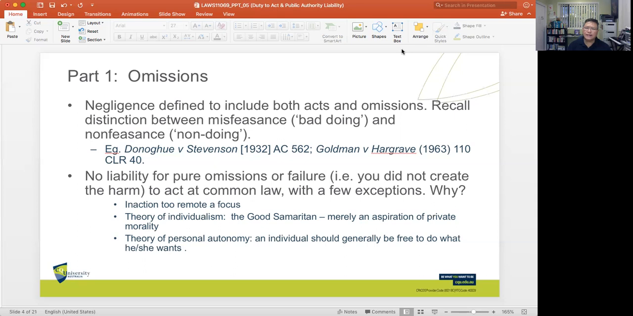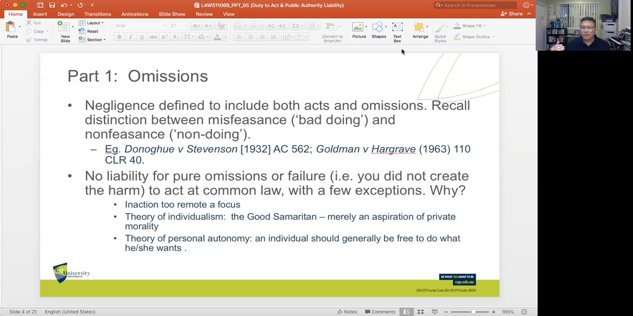However, although we've initially talked about Goldman versus Hargrave, what if you did not create the harm? Goldman versus Hargrave is an exceptional case, but in general, there is no liability for pure omissions or failures where you did not create the harm. So at common law, there is no liability for pure omissions or failures, even if they may lead to injury. Why? Because when you think about it, if you talk about misfeasance, we can easily trace the cause of the harm. It is the negligent action of an individual. But when you talk about a failure to act, we talk about an omission. There are so many things that we can omit to do.